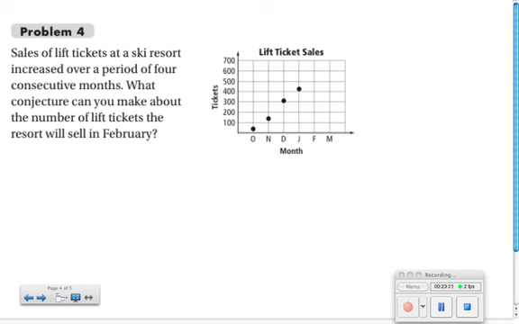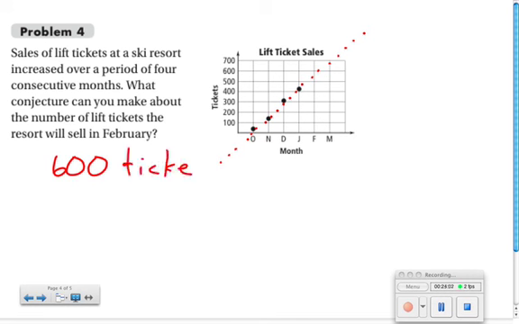Okay. All right, so in problem 4, what I would hope that you'd realize is that these points are approximating a line. So if it makes your life happier, kind of extend that line. And what might be a good conjecture about how many lift tickets they will sell in February? What might be a good conjecture? What would be a good conjecture for how many tickets they will sell in February based on this graph? Sir? 600. 600 would be a perfectly acceptable conjecture.